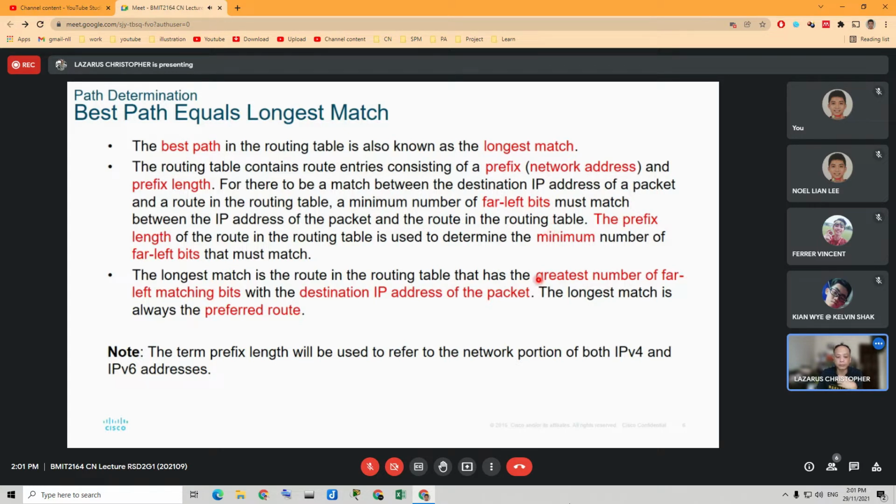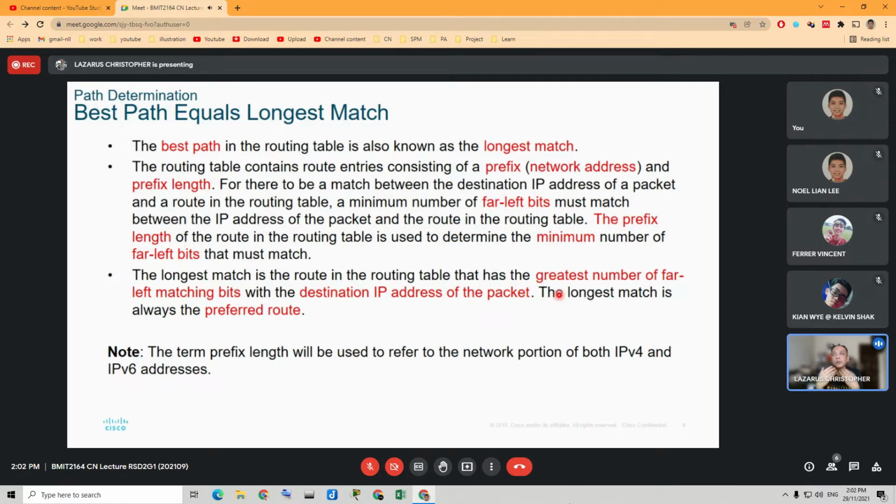So the prefix length, the slash number, of course in binary, is telling the router something. The prefix length of the route in the routing table is used to determine the minimum number of far left bits that must match. So if it's /8, then it must match the 8 bits. So the longest match is the route in the routing table that has the greatest number of far left matching bits with the destination IP address of the packet.